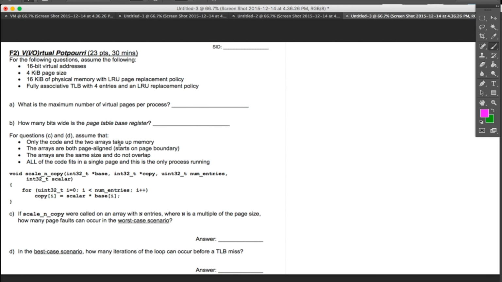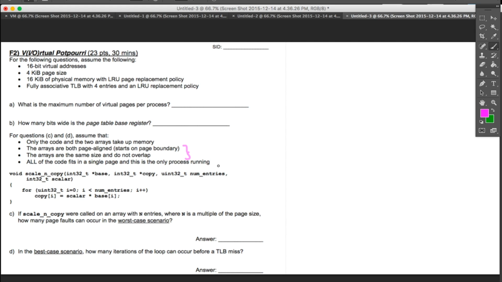Only the code and the 2 arrays take up memory. The arrays are both page aligned. So what does this mean? They both start on a page boundary; they start at the beginning of a page. The arrays are the same size and do not overlap. These 2 pieces of information are both highly crucial, so you want to keep those in mind. Also, all of the code fits in a single page, and this is the only process running.